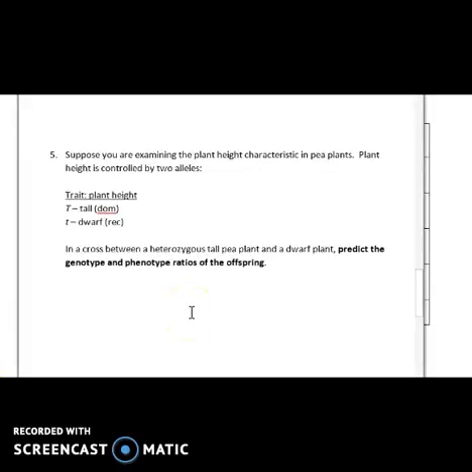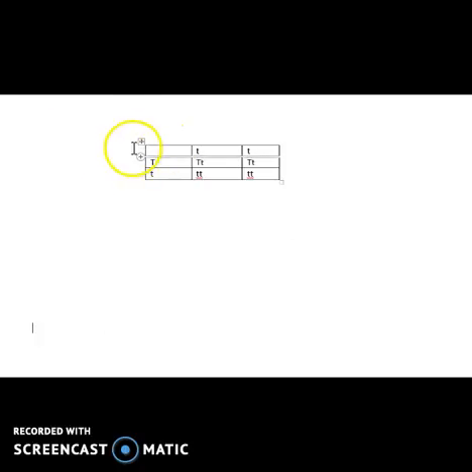Question 5 says, suppose you are examining plant height in pea plants, and plant height is controlled by these two alleles. And so if you have a cross between a heterozygous tall pea plant and a dwarf plant, predict the genotype and phenotype. So I've already set that up. Let me pull up that document. So I made this square.